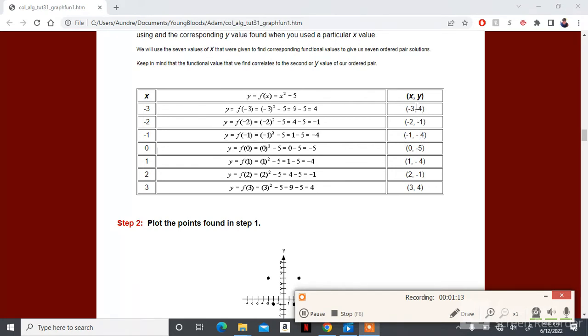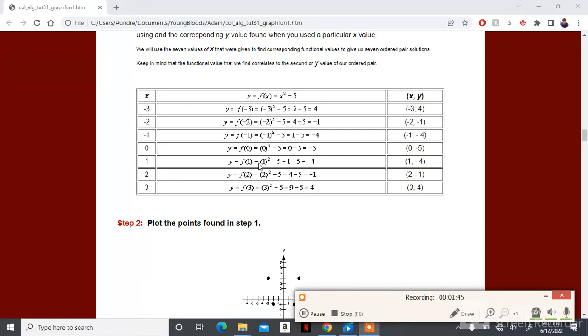Alright, so those are the coordinates so far, these three. Okay, and it's super fast. Next, x is 0, and f of x is 0 squared, which is 0. Bring over negative 5. 0 minus 5 is negative 5. So the point is 0, negative 5.